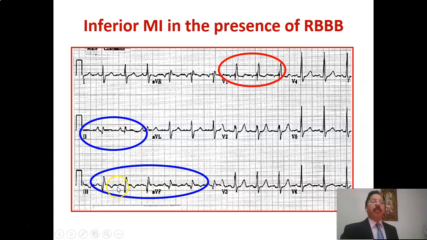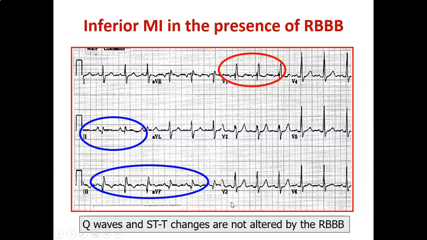So Q wave or T wave inversion anywhere in the ECG except V1 and V2 is always abnormal. So this is your old inferior wall MI in the presence of right bundle branch block. The Q waves and ST changes are not altered by the right bundle branch block.